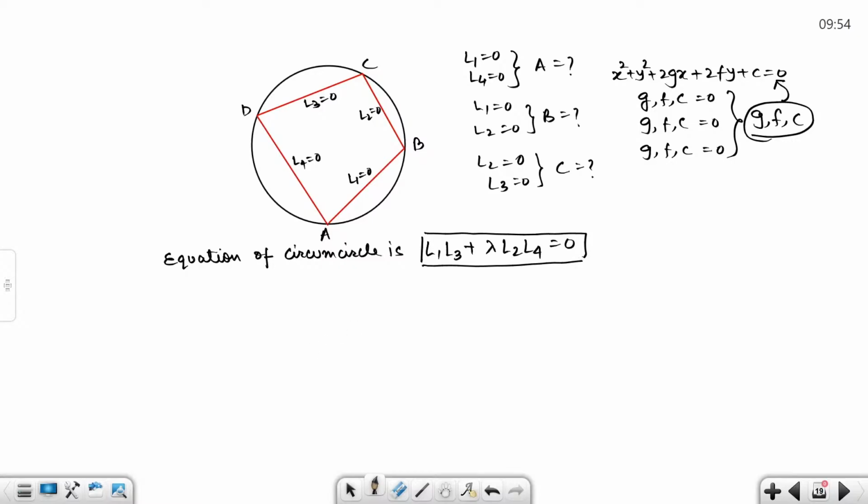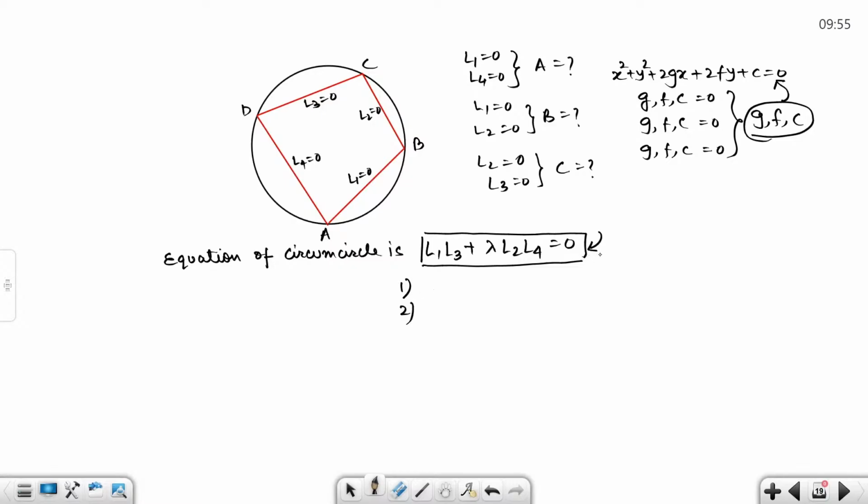Now again, we have to prove two things. First of all, that it represents a circle. And number two, we have to see whether these points A, B, C, and D satisfy this equation, that is, whether the circle is passing through the vertices of the quadrilateral ABCD. The moment we prove that, it implies that this circle is nothing but the circumcircle of this quadrilateral. So first things first, let us prove whether this is a circle or not.